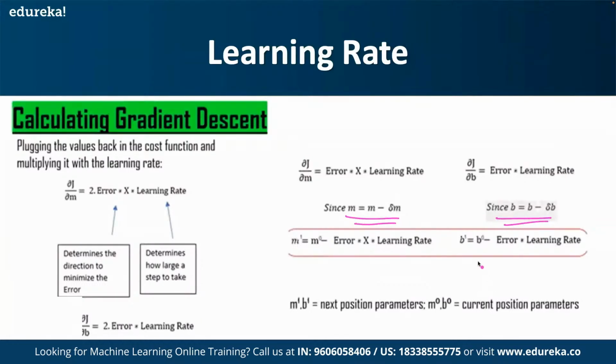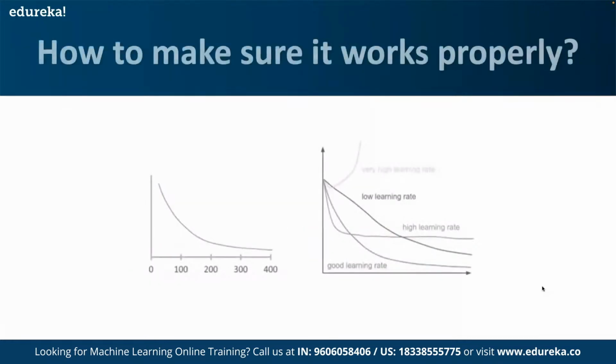After we find the value of the gradients, we then update the parameters with this formula: m1 is equal to m0 minus error into learning rate. Actually, the error here is nothing but the derivative, into the learning rate. So that is what we specify. Okay, so this is how we calculate the gradient descent algorithm.